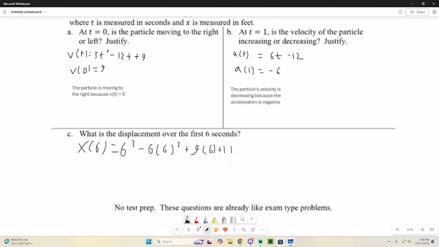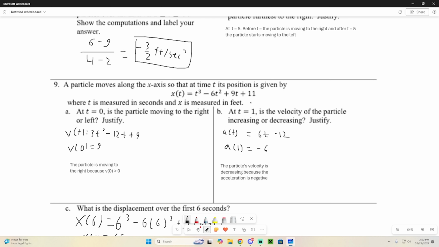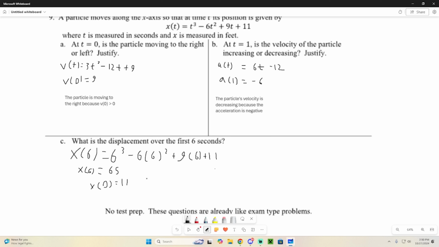6 cubed is going to be 6 times 6, which is 36. Let me just do this one. 36 plus 54 minus 54 plus 11 will be 65. Yeah, because 6 times 6 squared is 6 cubed, so that cancels. So yeah, 65. And then x of 0, if we plug in 0 into all the t's, we'll just get 11. So x of 0 is 11, so we have 65 minus 11, which is 54 feet.